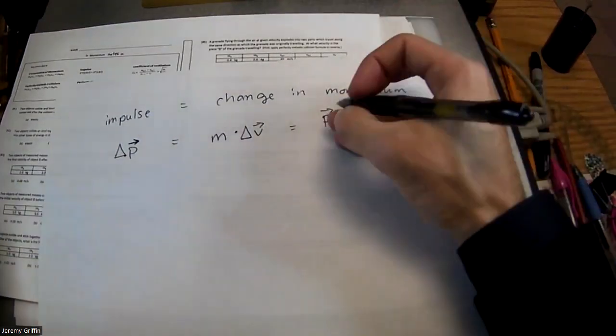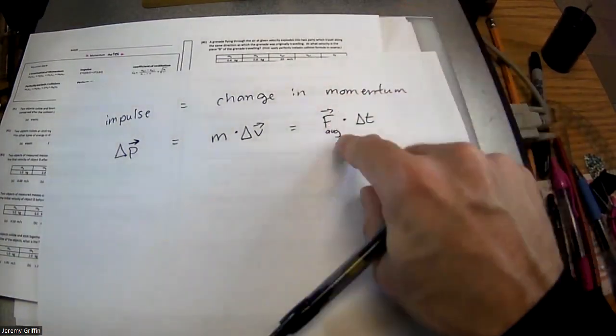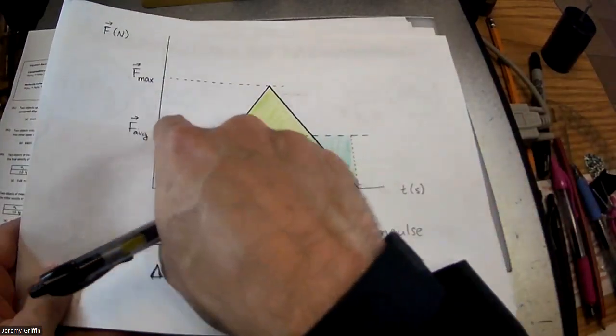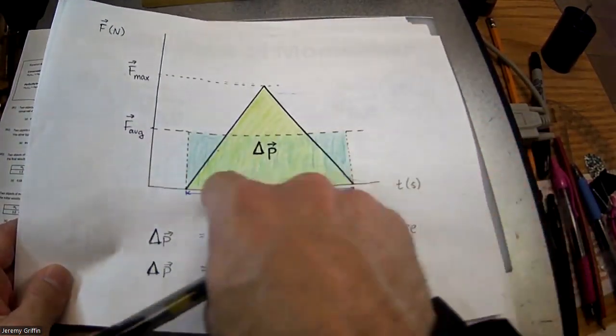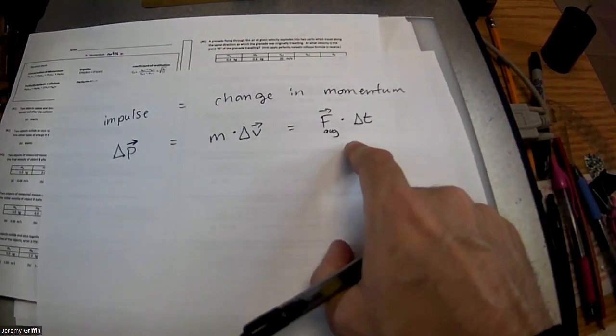And this force is really an average force. I need to specify that, so I'm going to put a subscript average. So I'm talking about this force right here, which is really referring to this rectangle-type shape. So there you go.